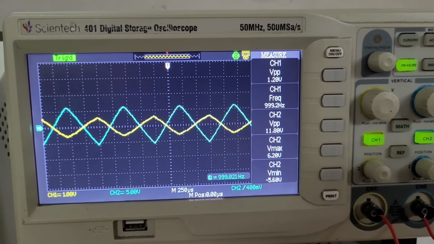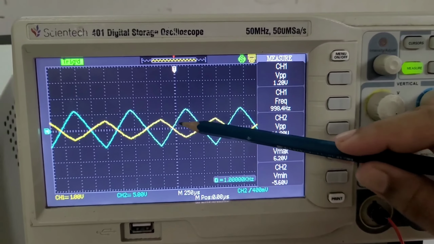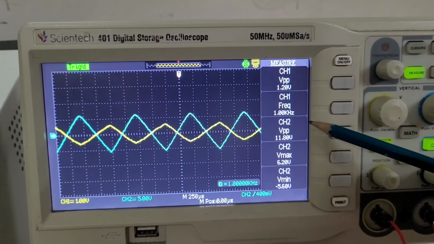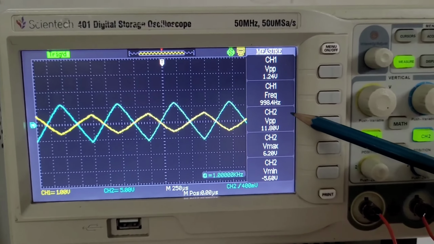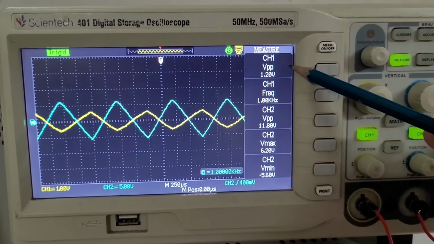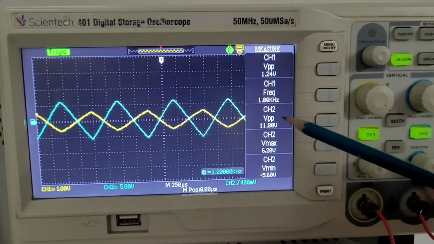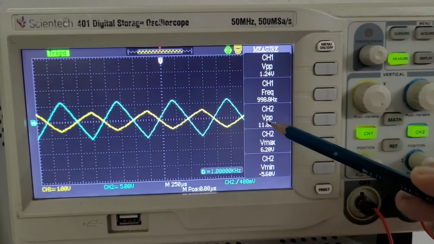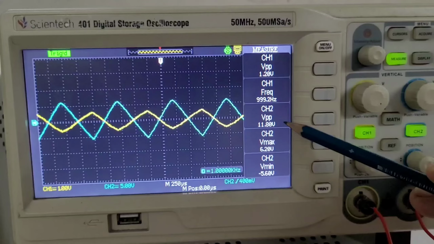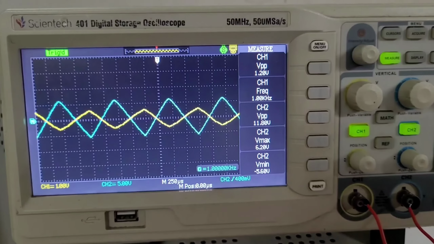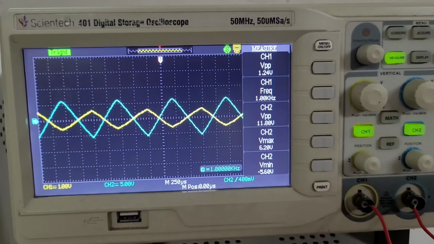From the waveform, we can observe that the output signal is out of phase with the input signal and the output voltage is the product of gain and the input voltage. Here, the input peak to peak voltage is 1.24 and the output voltage is 10 times the input voltage, which is 11.80 volt. So in this way, Opamp is amplifying the input signal in inverting amplifier mode.